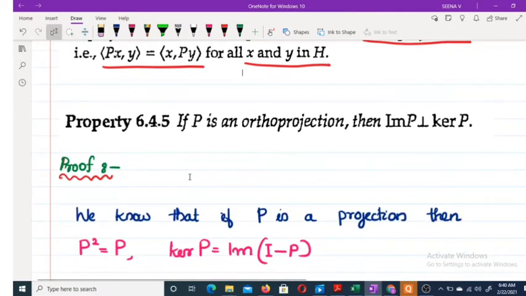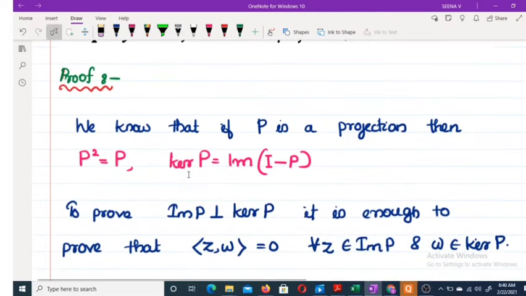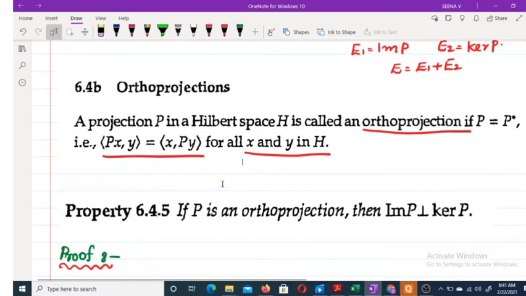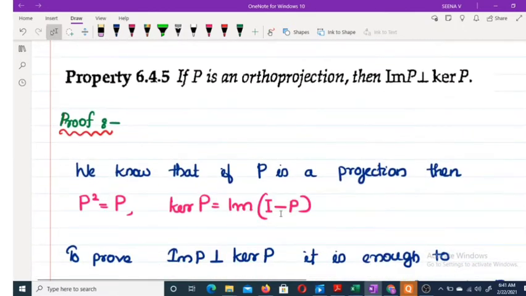Now moving to a property. If P is an ortho projection, then image P is orthogonal to kernel P. Moving to the proof, we know that if P is a projection, then P squared equals P and kernel P equals image of Q, that is, image of I minus P.